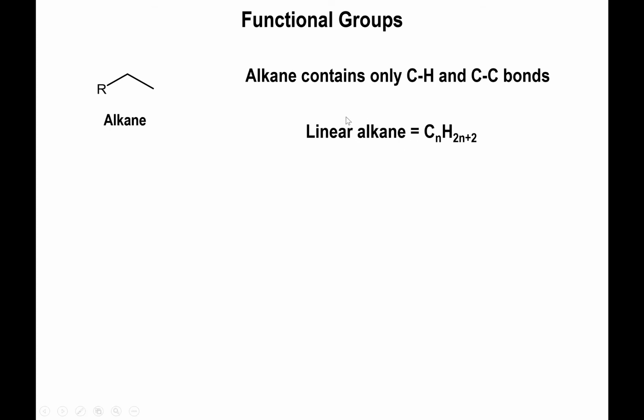But linear alkanes, as you may have already guessed, have a formula of CnH2n+2. And it's because of this that in the IHD formula we use the 2n+2 value to calculate the saturation point, because the linear alkanes are the ones that have the most hydrogens. Linear alkanes will always have the most hydrogens possible for any amount of carbon.